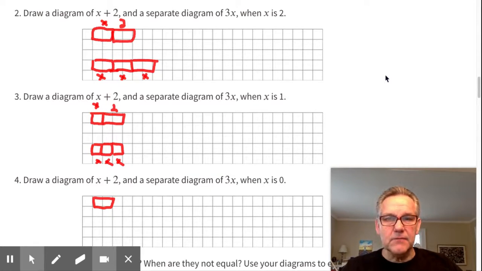And the 3x, and of course, x is equal to 2. So 2, 2, and 2. So obviously, these are not equivalent. And this one adds up to 6. This one, of course, adds up to 4.